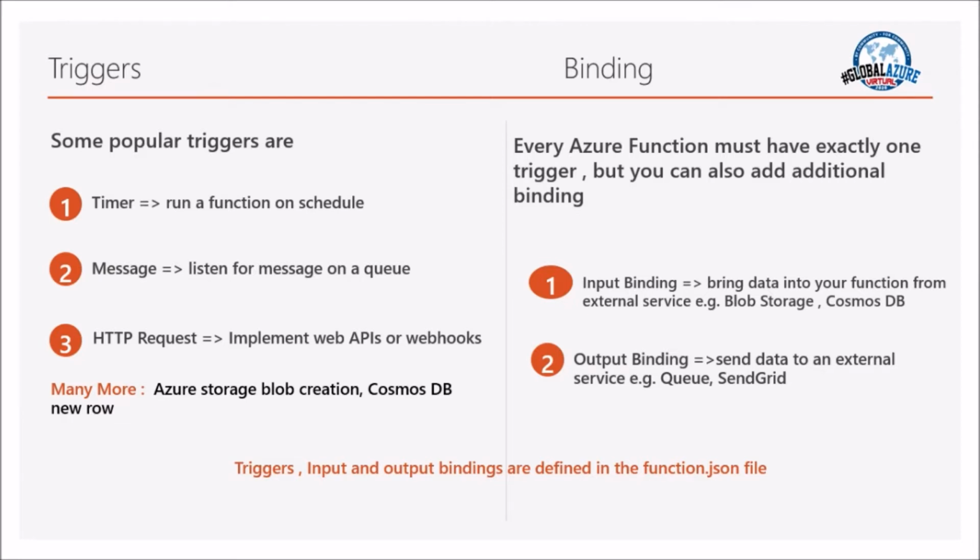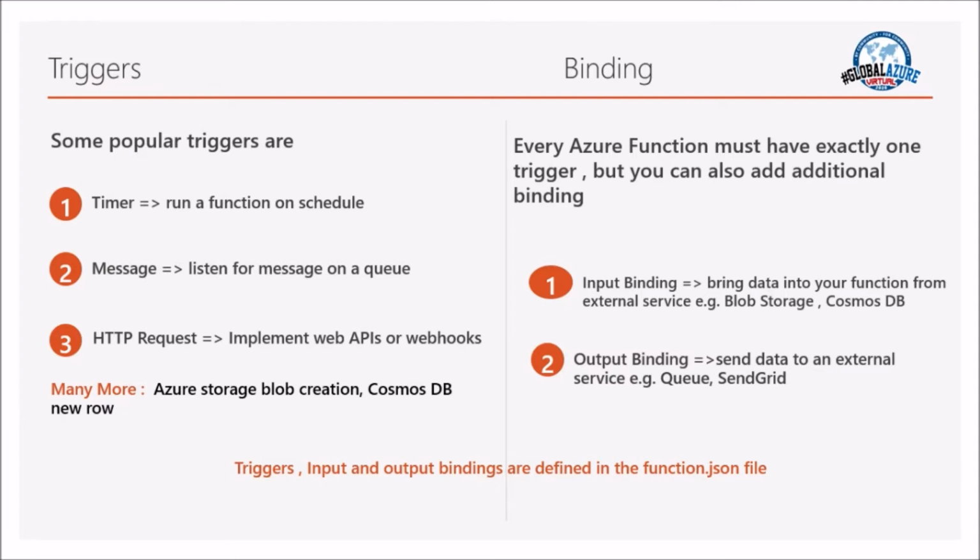So there are many more triggers, like Azure Blob Storage creation, Cosmos DB, and so on. Besides the trigger, it is tightly coupled with bindings. Every Azure function must have exactly one trigger, but you can also add additional bindings. There are basically two kinds of bindings: input binding and output binding. It is already described over here.